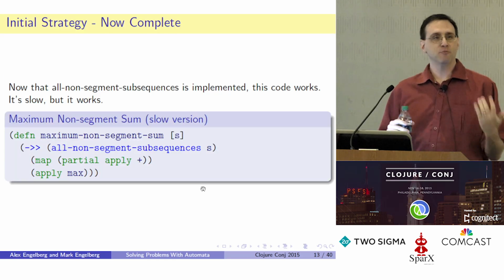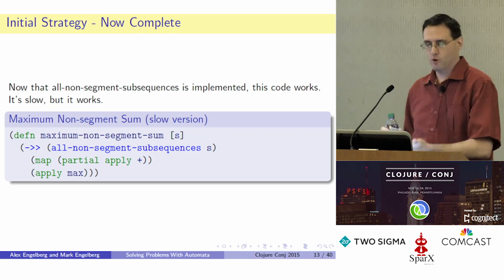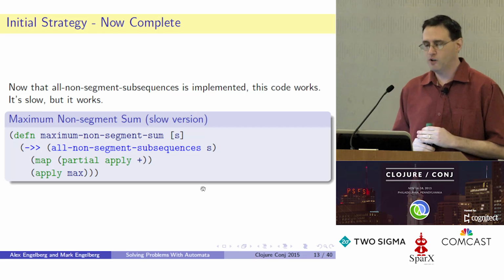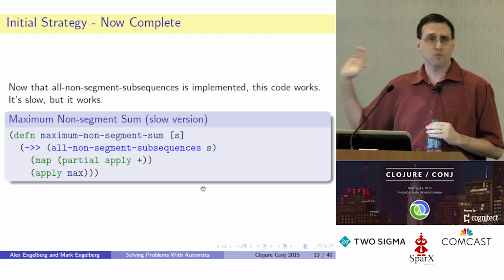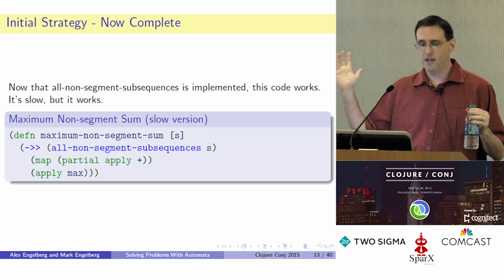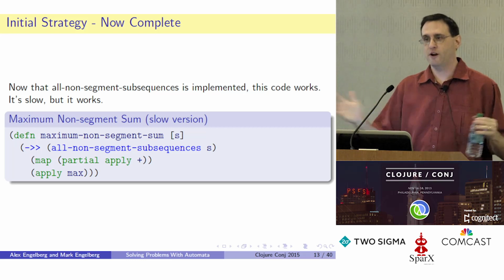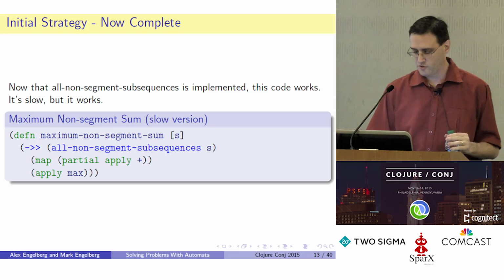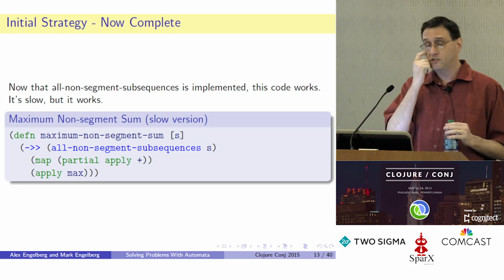So now that initial brute force strategy, it would actually work. We've implemented all non-segment subsequences, so this thing would work just fine. Very slow though, right? It's O of 2 to the n, because at some point you've got to generate all the 0 and 1 combinations for the length of the sequence. So the question is, can we do better?